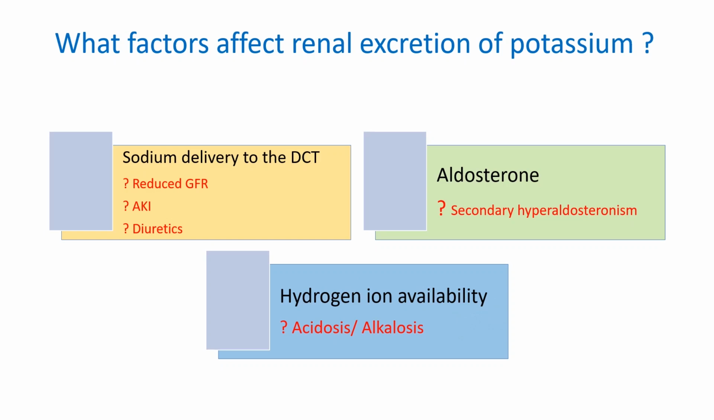In this slide, I'm going to explain three major factors that affect renal excretion of potassium, and they include sodium delivery to the distal tubule, presence of aldosterone, and hydrogen ion availability. Remember that sodium is predominantly reabsorbed in the proximal tubule. In fact, more than 70% of all the filtered sodium is reabsorbed in the proximal convoluted tubule, leaving only a very little amount, close to 30%, to be transferred to the distal convoluted tubule for reabsorption.